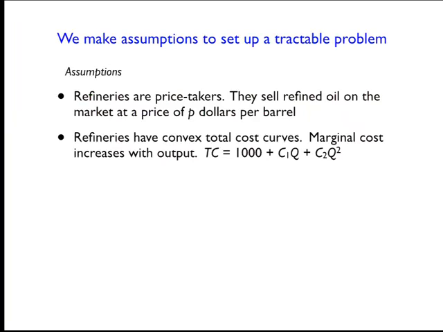And then we'll also assume they have a convex total cost curve. The idea here is that the marginal cost is going to increase with output. As you produce more barrels of oil, the cost per barrel to produce increases. To give the cost curve convexity, I just had total cost equal to $1,000, which would be a fixed cost, plus C1 times Q, where Q is the quantity they're producing, plus C2 times Q squared. By setting it up as a quadratic, we're going to have increasing marginal cost. If we just had C1 times Q, it would be a linear function, and that would tell you that the marginal cost is constant.